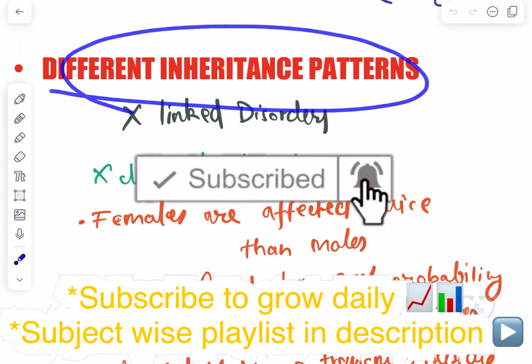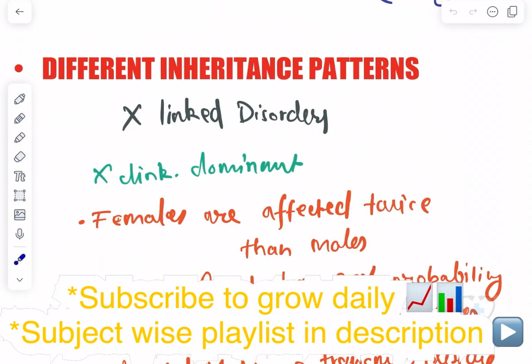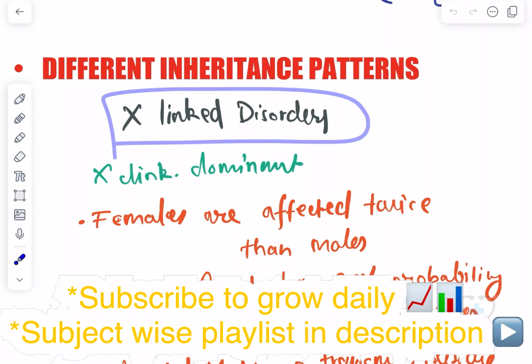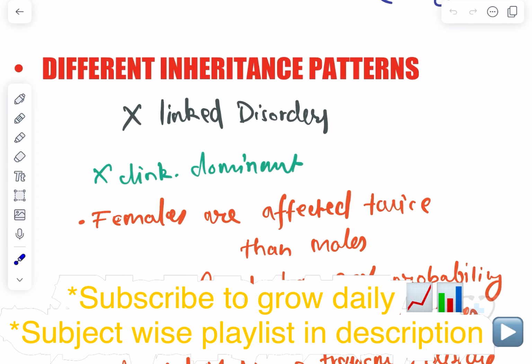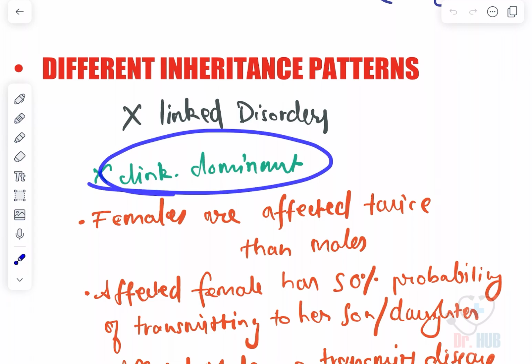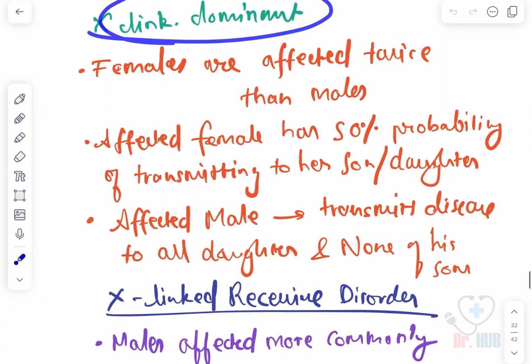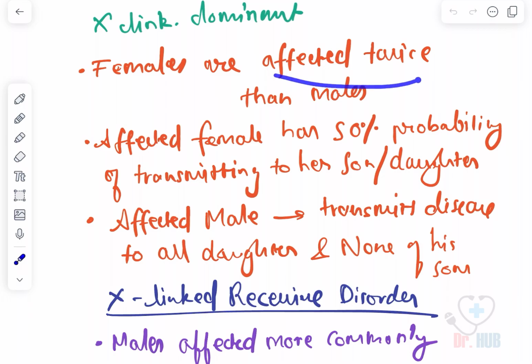Different inheritance patterns. Firstly, we are focusing on the X-linked disorders. In cases of X-linked dominant, it includes the females. They are affected twice, so females are affected twice as often as the males. This is in the case of X-linked dominant.